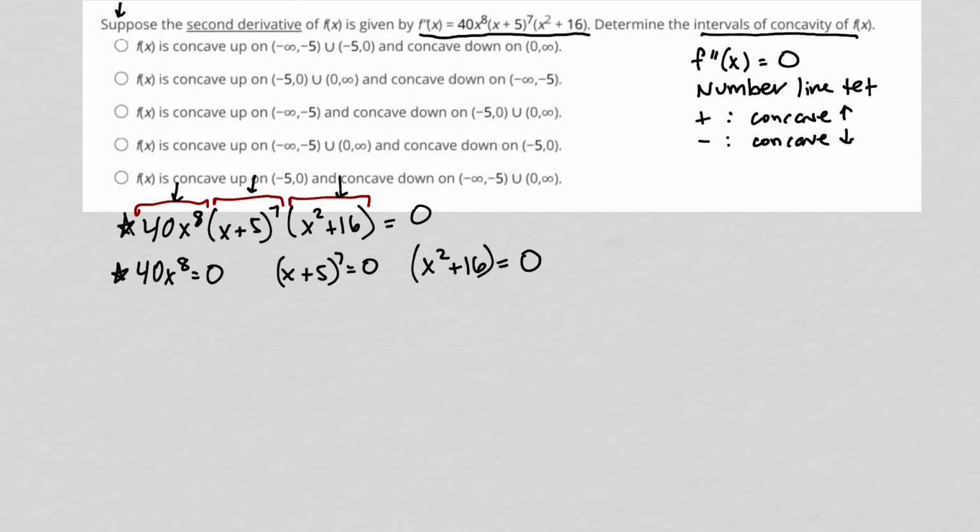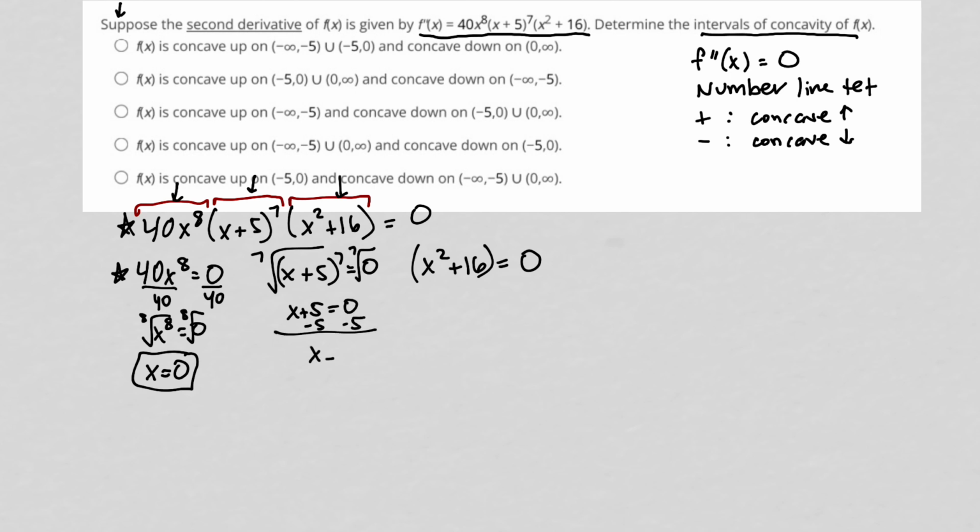So for this first part here, I can divide by 40 on both sides and get x to the 8th equals 0. I can 8th root both sides, and I'm just going to get x equals 0. So there's one of my critical points there. For here, I can take a 7th root of both sides and get x plus 5 equals 0. Subtract 5 from both sides, and I get x equals negative 5. So that's my second critical point there.